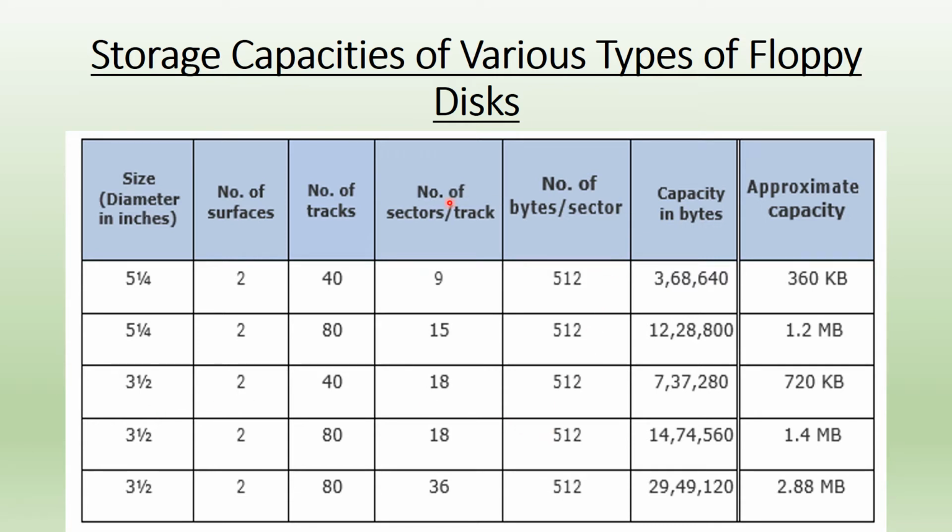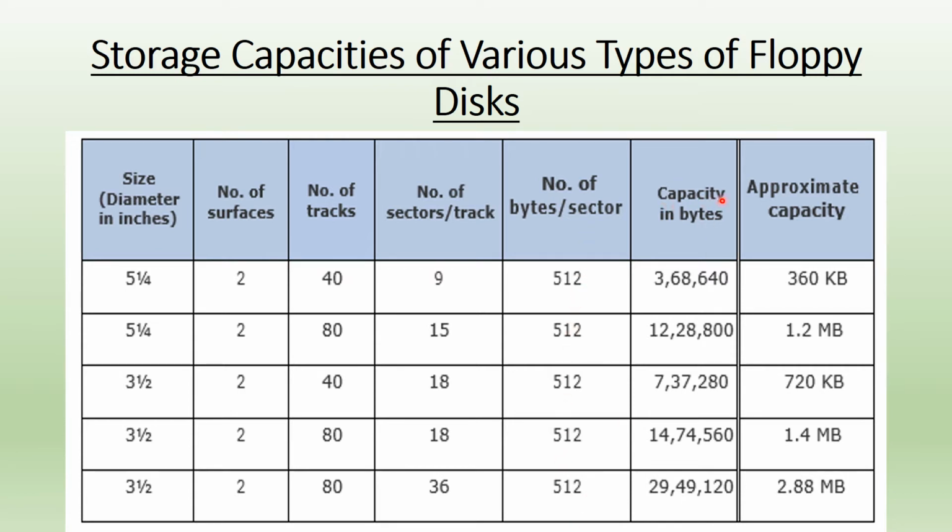The number of sectors per track and the number of tracks are different. The surface is the same, as you can notice, but the number of tracks and the number of sectors per track are different. For example, this is 30, this is 90, this is 80, this is 15, this is 40, 18, 18, 18, 80, and 36. And the number of bytes per sector is the same.